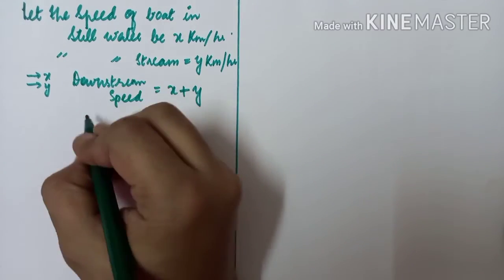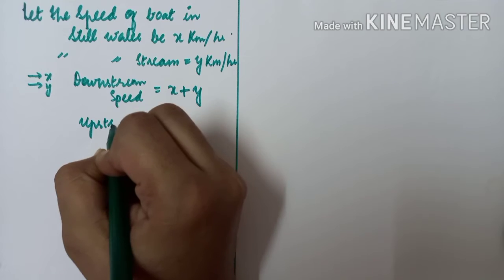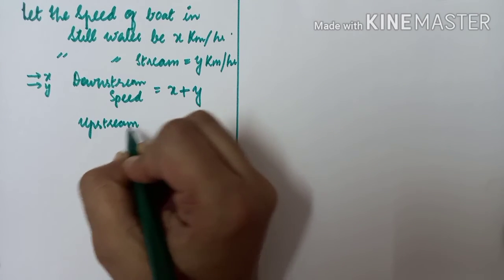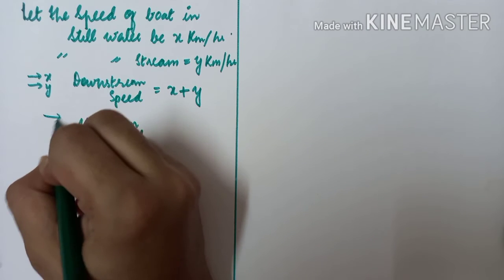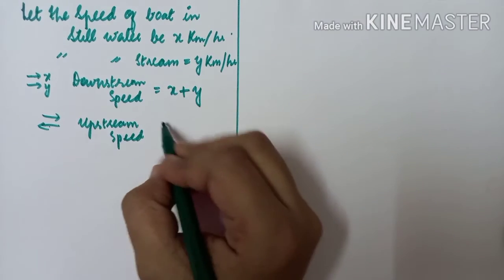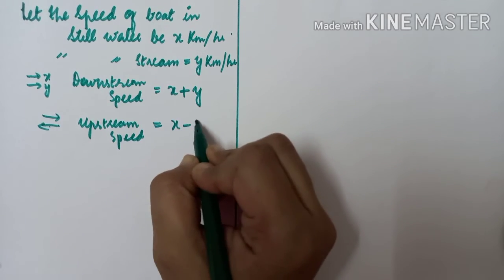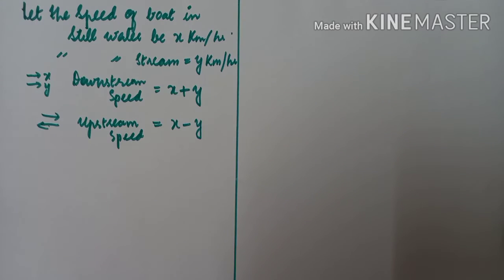x plus y. And what about the upstream? Now upstream means it travels opposite, right? So here one will be in the opposite direction. So here let us take it as x minus y. Now one is x plus y and the other is x minus y.